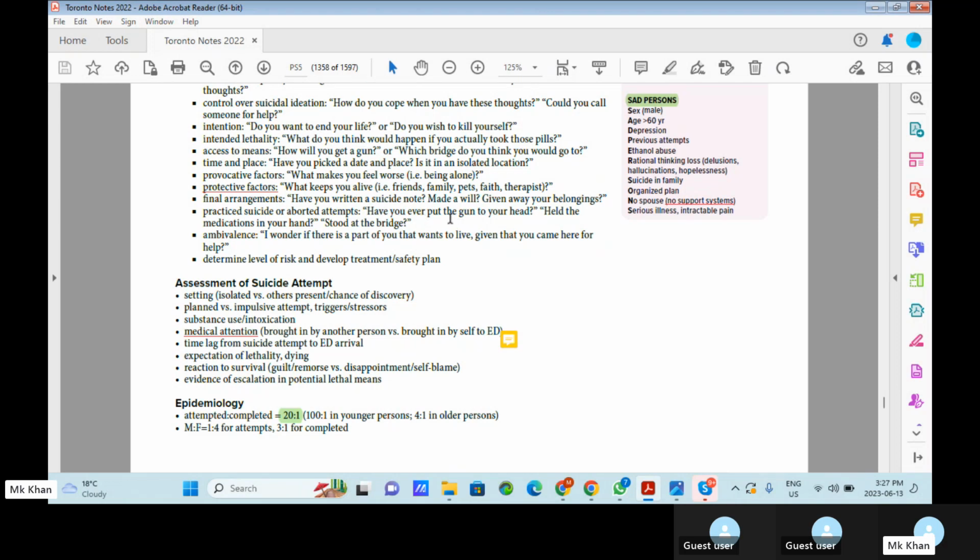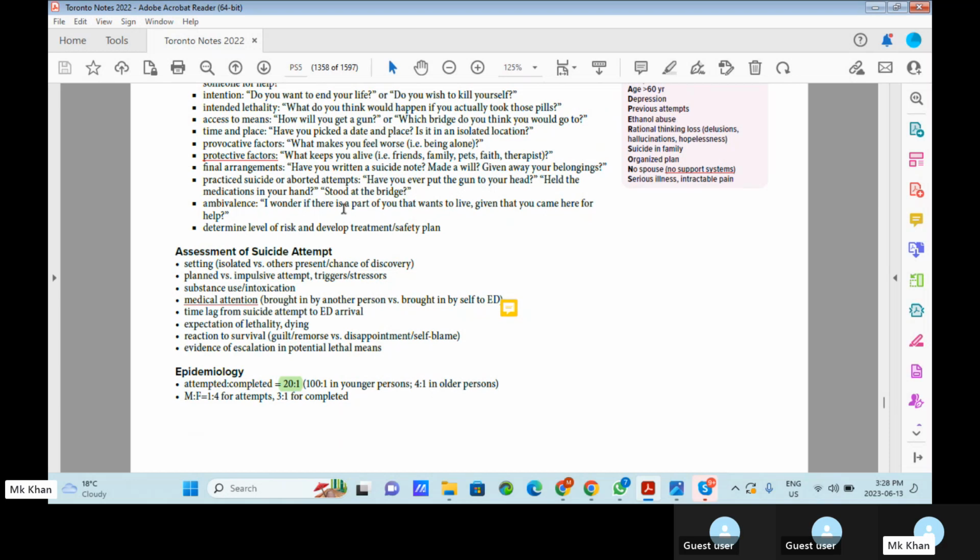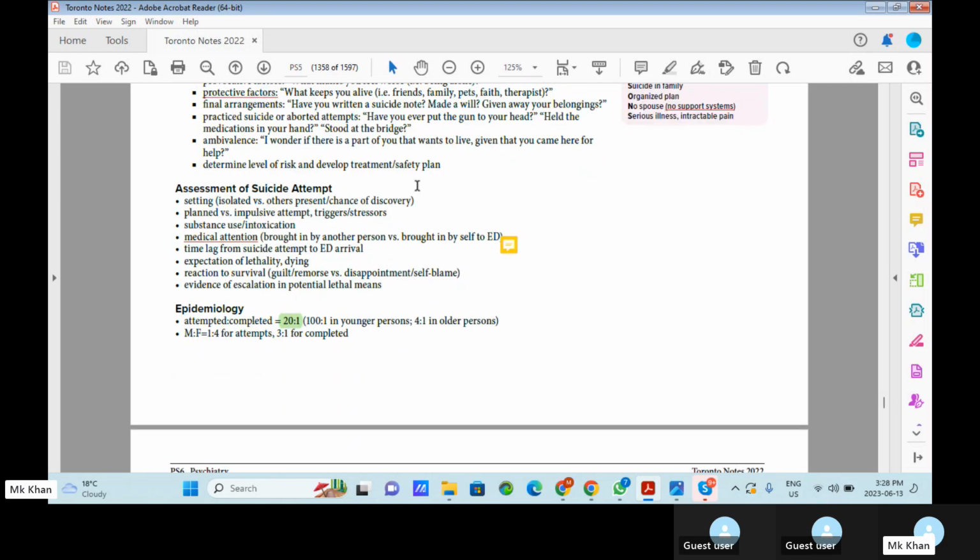So just to explore his thinking, and then I wonder if there is a part of you that wants to live, or all these questions. And then this is important: determine level of risk and develop treatment and safety plan. So this safety plan and treatment, this one is important.